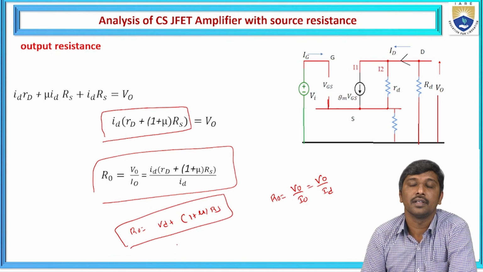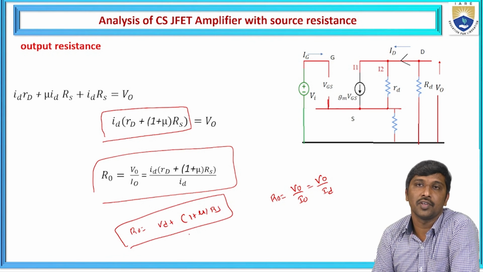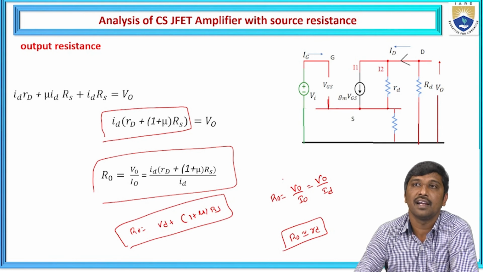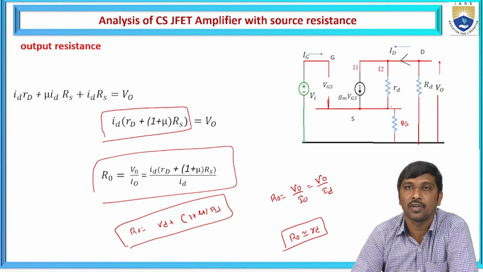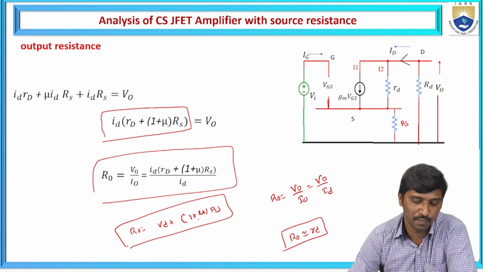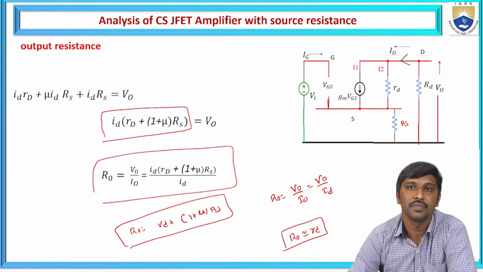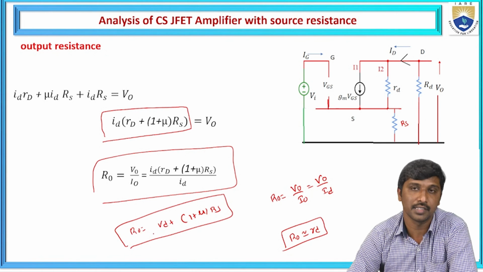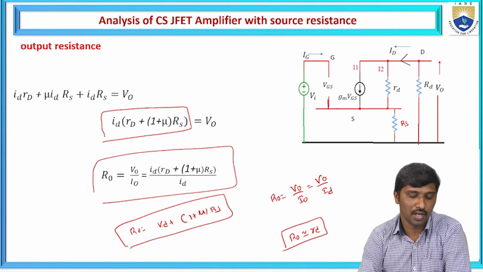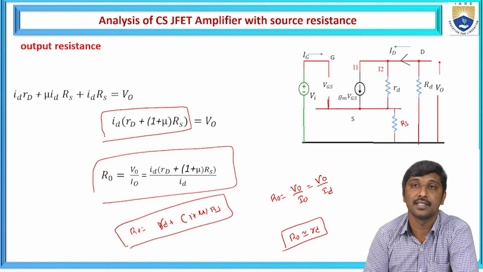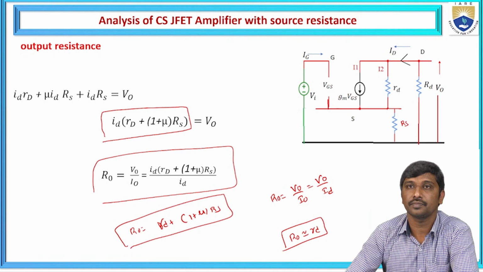But in the first case, we did not consider the source resistance. In that case, R naught is approximately equal to small rd. But while adding this source resistance across the source terminal, it also affects the output impedance. That is, the 1 plus mu times RS term affects the output impedance parameter. That is the reason R naught is equal to small rd plus 1 plus mu times RS when we consider the source resistance.